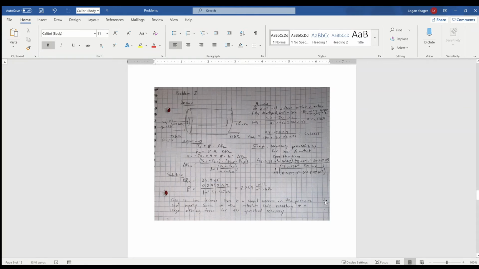So then for problem 2, we are tasked with finding the necessary permeate to achieve the outcomes that we want out of this filter. And so we have the pressures on the inside and outside, or the permeate and retentate, and then we have the input composition, and we have the output composition as well, or the output recovery.